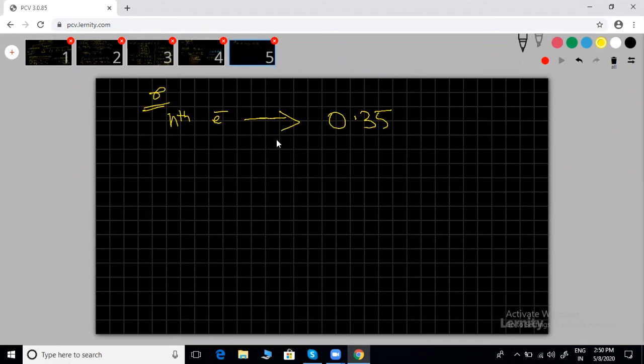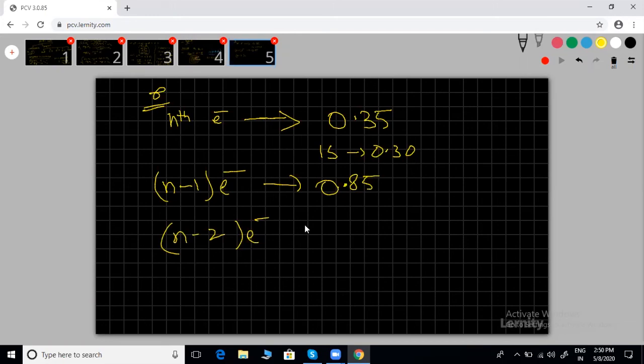If only one s orbital is there, in that case 0.3. For the remaining orbitals, how much can you take? 0.35, for the nth shell. If n minus 1 shell electrons are participating, this contribution is 0.85. Then from n minus 2 onwards, this contribution is 1.